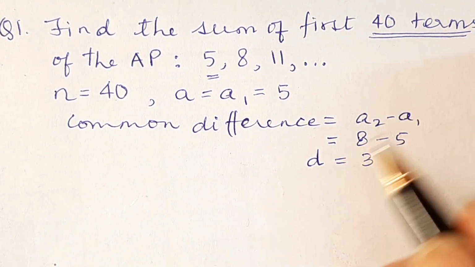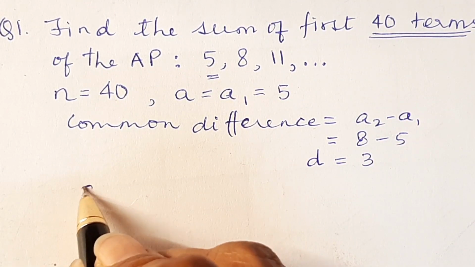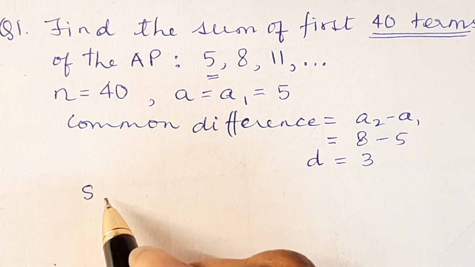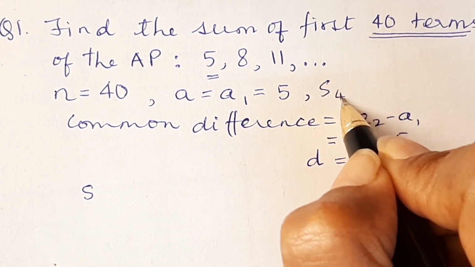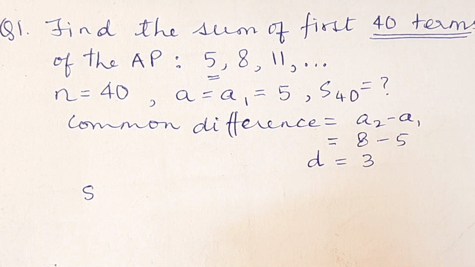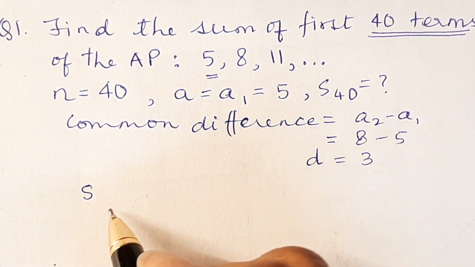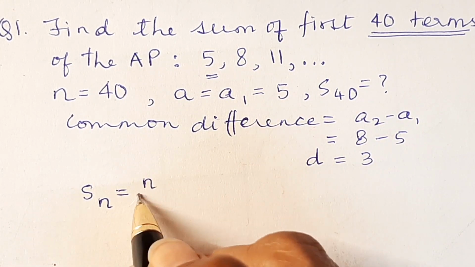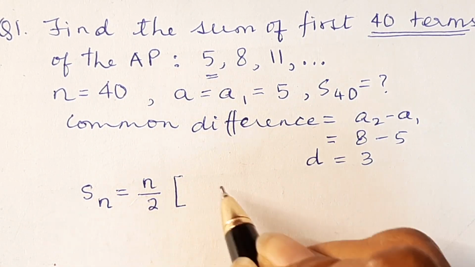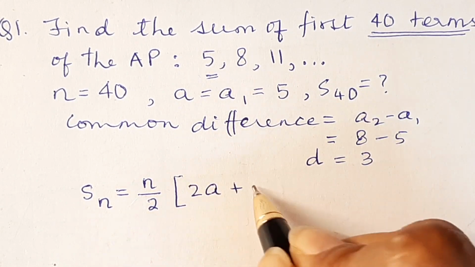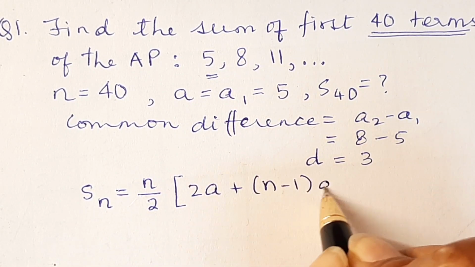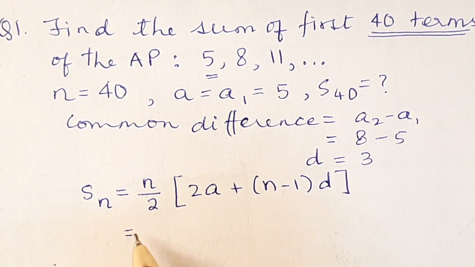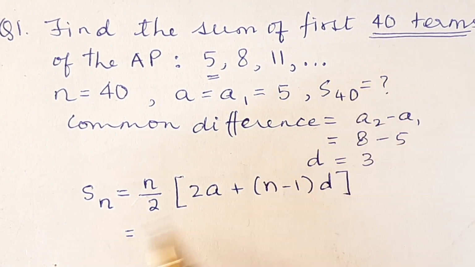The sum of first 40 terms, which means they are asking us S40. I'll just write over here S40 equal to question mark. For this, we'll have to use the formula Sn, that is sum of n terms. And we've already learned this formula. It is n upon 2 into bracket 2a plus n minus 1 into d. And so, the sum of first 40 terms, S40, we will substitute n as 40.